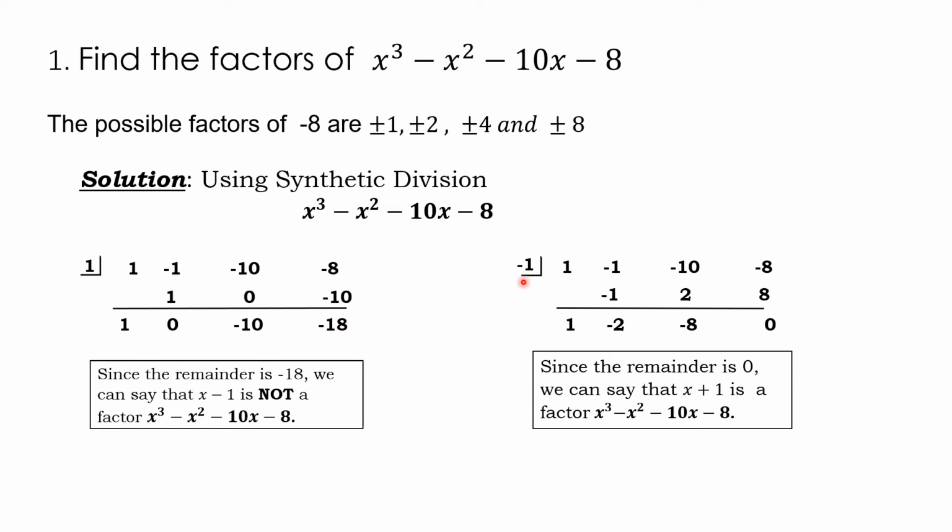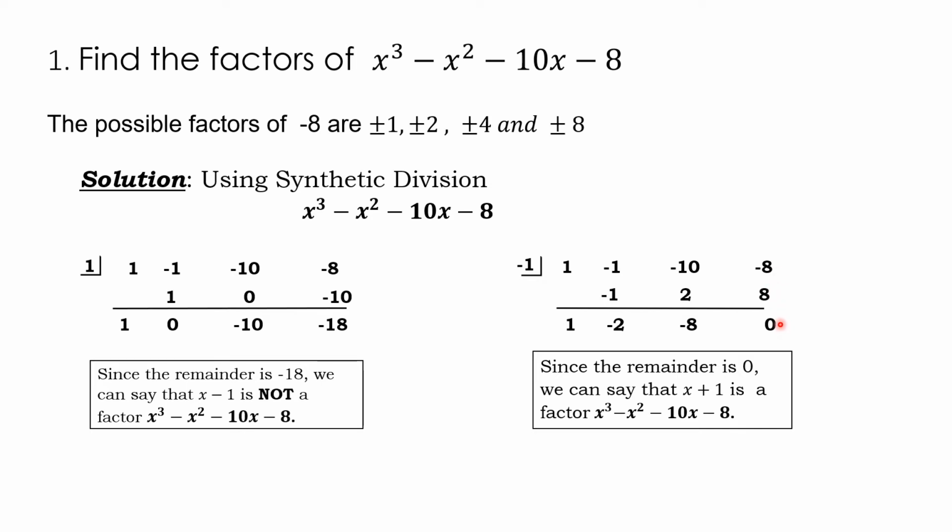Okay, so let's try negative 1. So, dito tayo sa negative 1. Negative 1, so again, ito ulit yung ating gagamitin para sa synthetic division kasi isa lang naman yung ating given. 1 times negative 1 is negative 1. Negative 1 plus negative 1 is negative 2. So negative 2 times negative 1, that's positive 2. Negative 10 plus positive 2 is negative 8. Negative 8 times negative 1 is positive 8. Negative 8 plus positive 8 is 0.